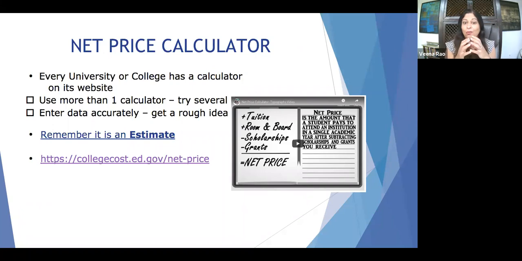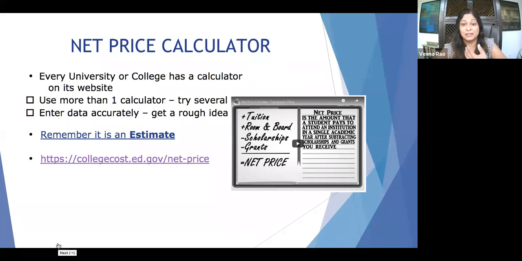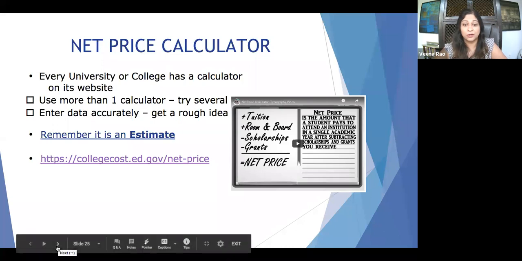So what I'd urge parents to do is to visit a few different universities and use that net price calculator to figure out what your estimated financial need will be, what your net price that you're going to pay towards that university is going to be. Again, it's an estimate, so it could be higher or lower than what you'll ultimately end up getting, but make sure you enter all the data that they're requesting accurately so that you can get a good understanding of what you're going to be expected to pay towards the cost of your child's education.